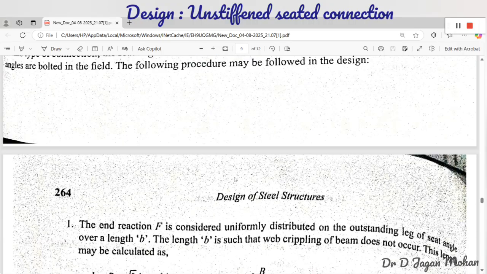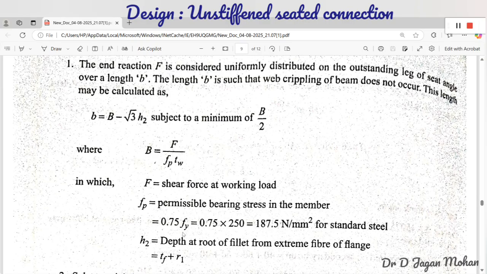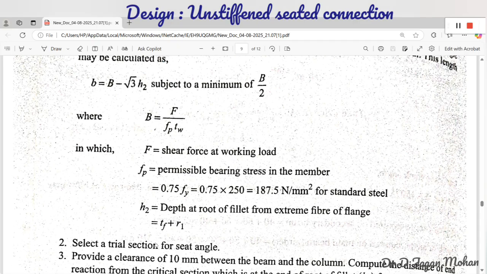And the first step is you have to calculate the shear force, that is the end reaction to be transmitted to the column through the outstanding leg of the seat angle over a length of b, small b. The b is calculated using this formula, capital B minus root 3 H2, where b is given by the shear force F, the permissible bearing stress Fp in the member, and the thickness of the web of the beam. Tw is the thickness of the web of the beam, and F is the shear force at working load that we have to consider. So Fp is 0.75 times Fy, the yield stress of the metal, and H2 will come here. H2 is the thickness of the flange plus the root radius of the beam.